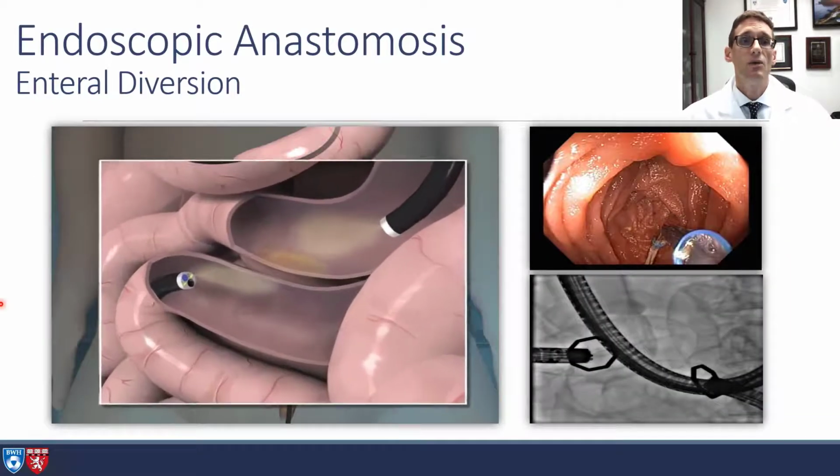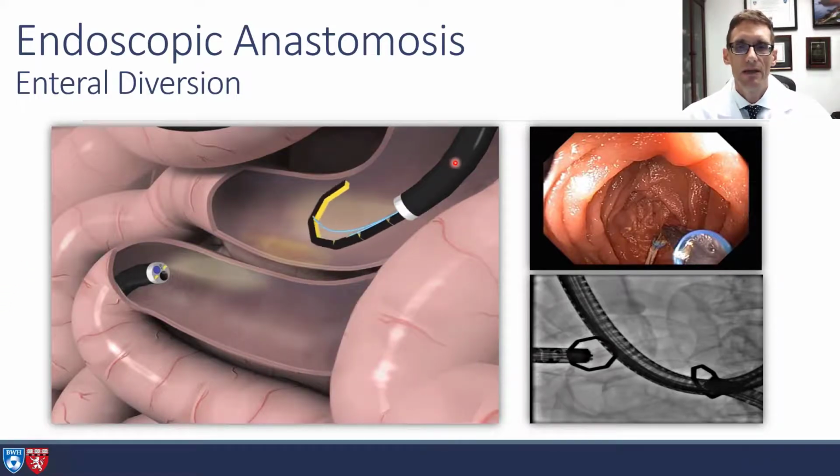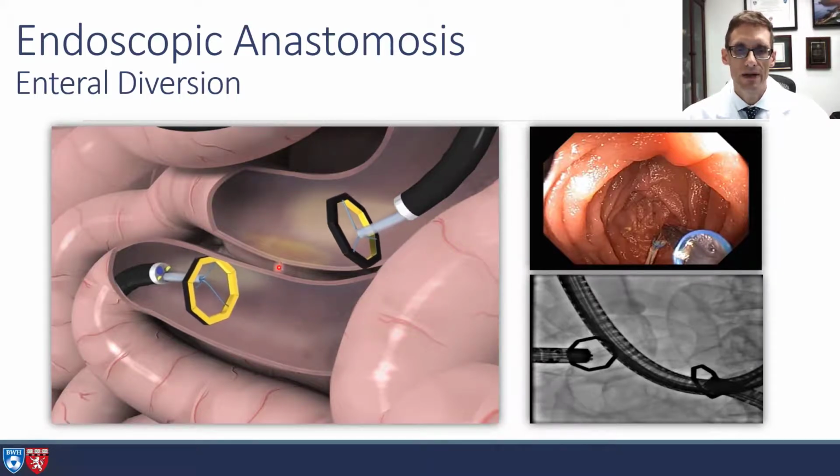And finally, we have enteral diversion, and you can do this with various devices, but typically it's done with magnets. You can see here in this particular approach, a scope is passed from above down to below the ligament of Treitz, and another scope is passed from below above the ileocecal valve. Then the 2 magnets are passed through the channels, and they are coupled.